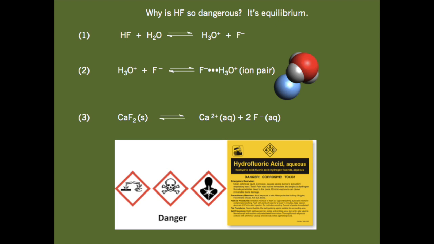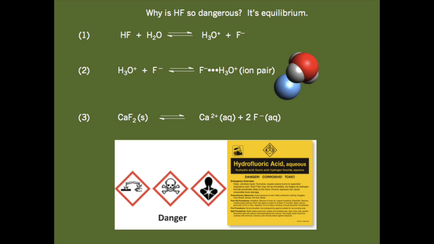I want to go into a bit on why it is so dangerous. And we can see that it solely is a matter of a few equilibrium expressions. In the first one, we just have dissociation into the fluoride anion, but we know that that's going to form ion pairs in solution, and this is why it's not going to dissociate. It's not going to have a very low pH, but that doesn't mean it's not dangerous.